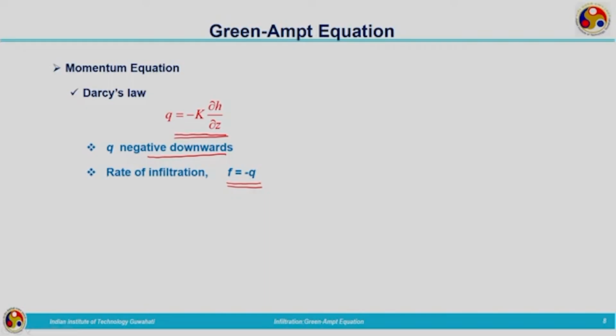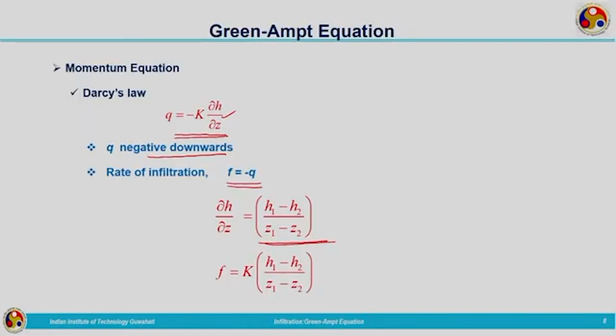Now, we need to get an expression for del H by del Z. Del H by del Z can be written as H1 minus H2 divided by Z1 minus Z2. We have considered two sections: section 1 at the ground level, and section 2 where the wetting front depth is considered. Between these two sections, del H by del Z can be written as H1 minus H2 divided by Z1 minus Z2.